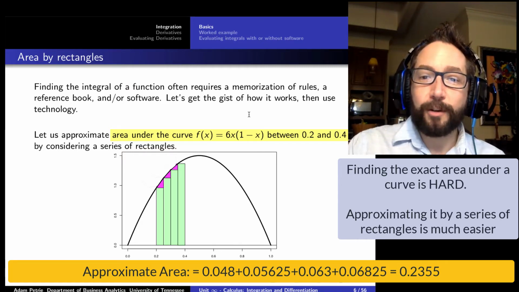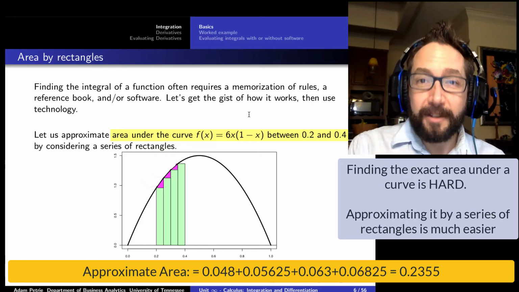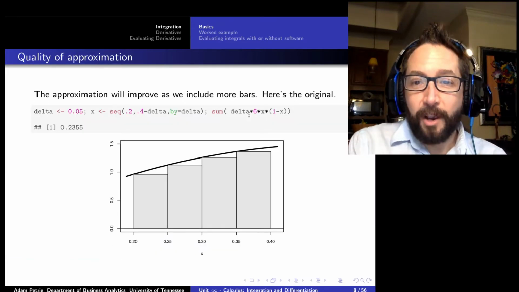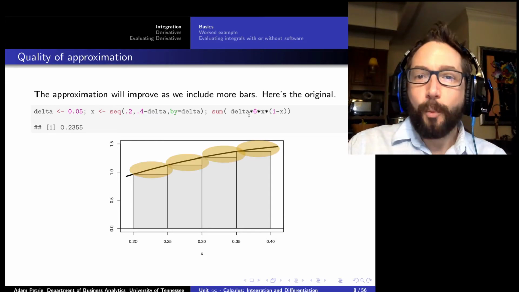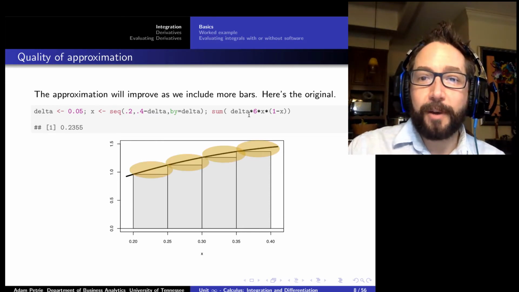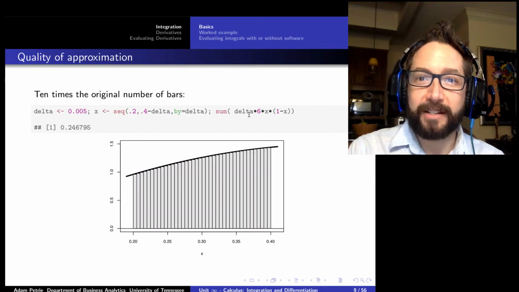So what can we do? Well, we can increase the number of rectangles that we're looking at. With 4 rectangles, we can very clearly see that we're missing some of that area. What if we go ahead and bump that up to 10 times the original number of rectangles?